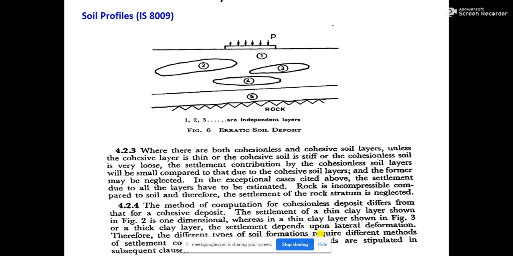Okay, is it okay? Now the last point in today's class is section number 4.2.4.